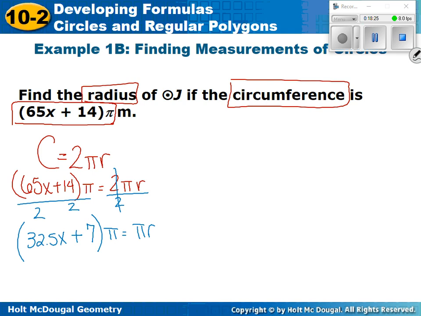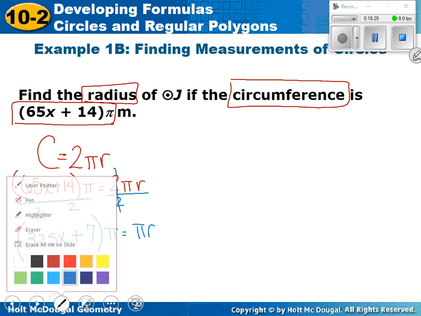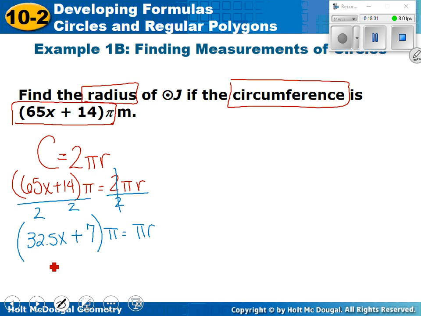Divide by pi, and we could have divided by 2 pi all at once if we wanted to, or we could have divided by pi first and then divided by 2. It's up to you. Doesn't matter which order you divide in. So if I divide this by pi, what's going to happen to the pi's on the left and the right? They're going to cancel out. So the pi's cancel here, the pi's cancel here. So what does that leave us for the radius?